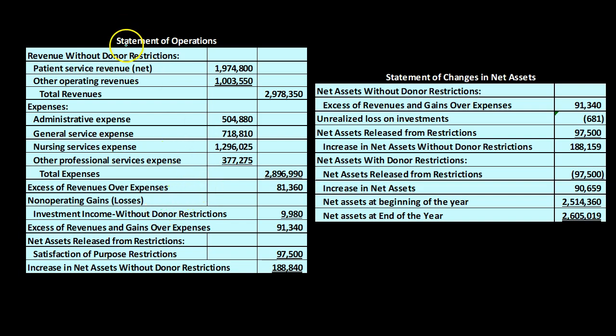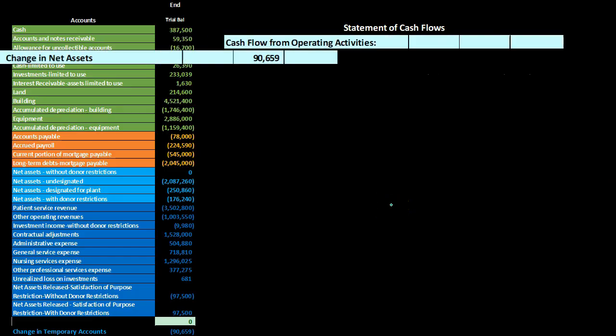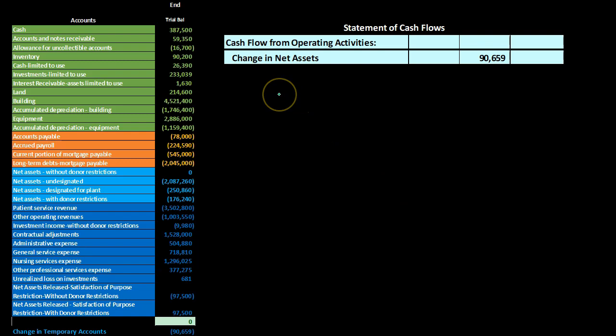Here, we're going to be picking up, you'll recall from the prior presentation, we had the statement of operations and the statement of changes in net assets. This number here, the net increase in assets, is actually on the statement of changes in net assets. That's similar to basically the net income number. In other words, it's kind of like net income on an accrual basis. And now we need to transfer that increase in net assets to a cash basis. That's going to be the operating section of the statement of cash flows. So that $90,659, that's where we're going to start in the statement of cash flows.